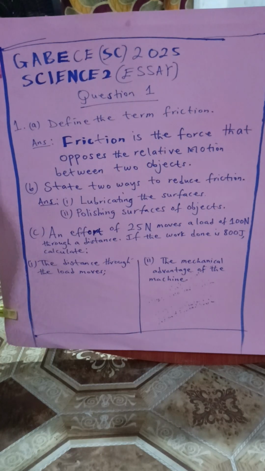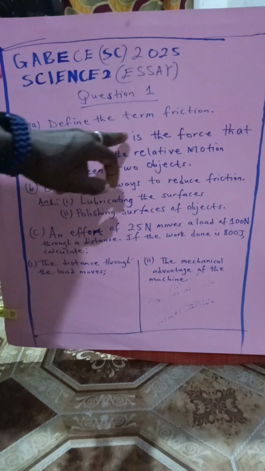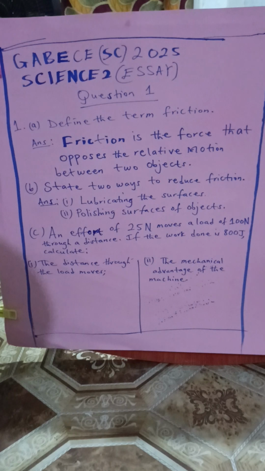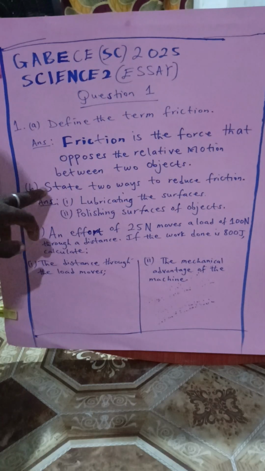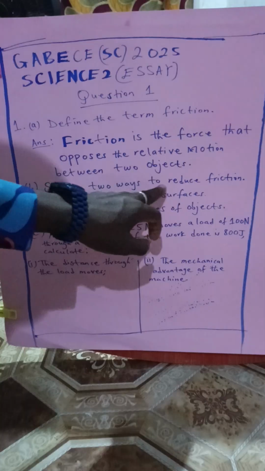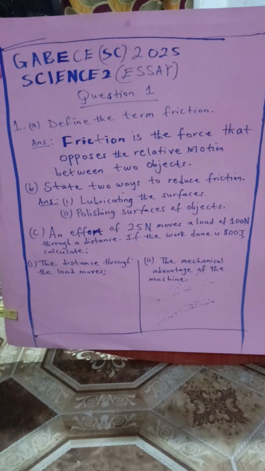Candidates were asked to define friction. So that is question 1A. The answer is here. Friction is the force that opposes the relative motion between two objects. From here we move to letter B, still in question 1. State 2 ways to reduce friction.